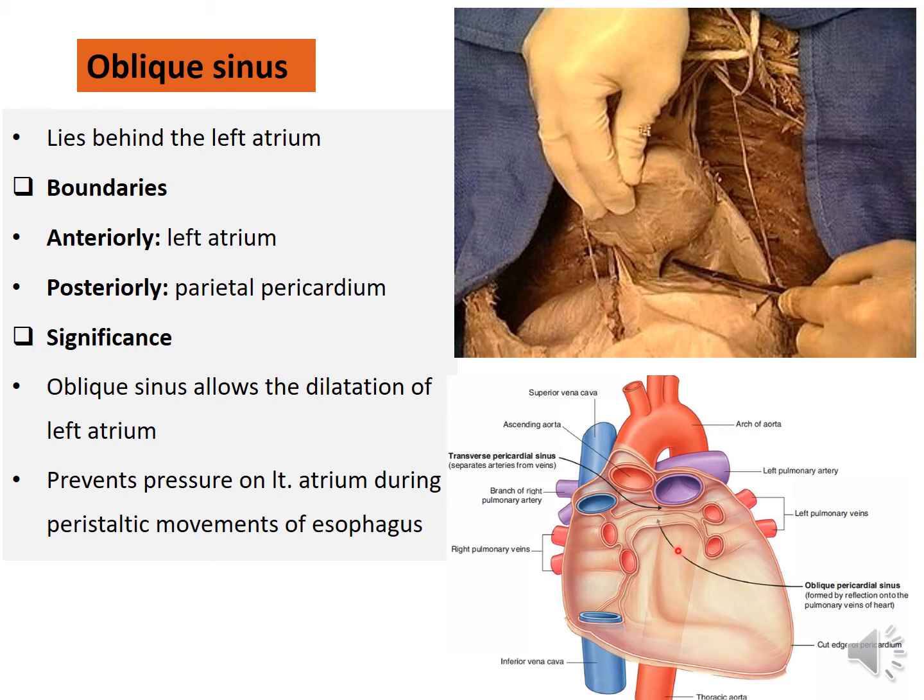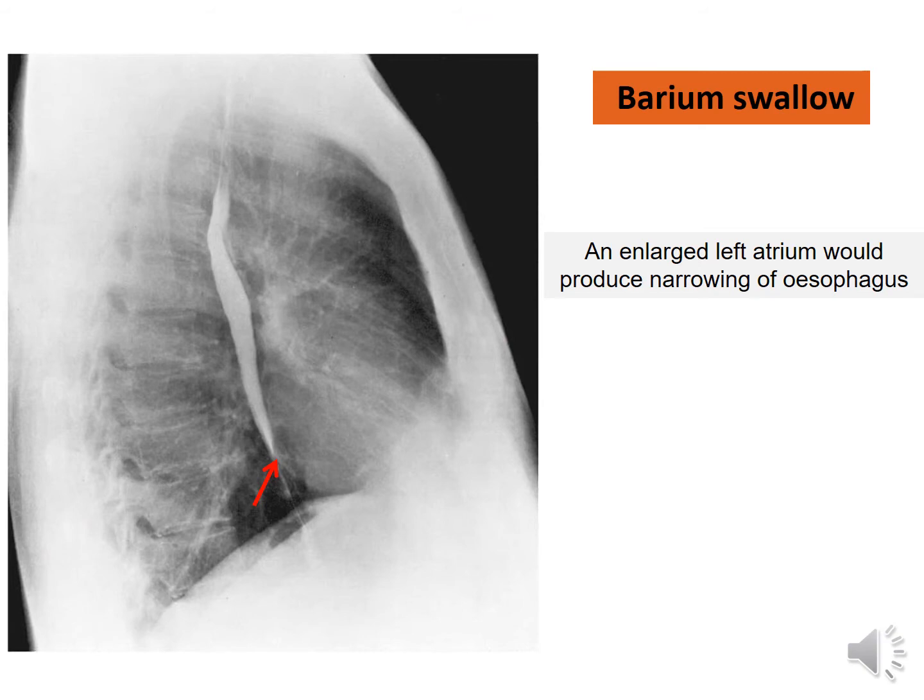In this picture you can see the position of the oblique sinus. Here the heart is removed, only the pericardium, the parietal layer, is intact, in order to show the oblique pericardial sinus. So thank you.